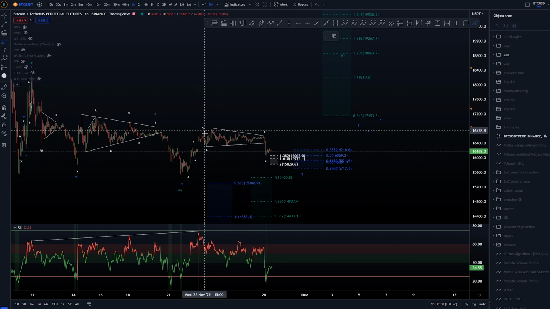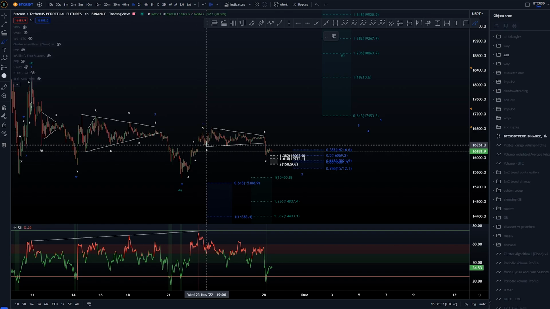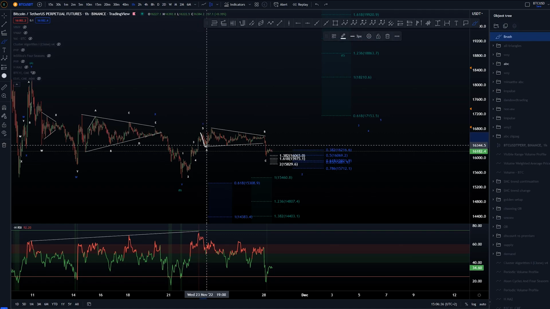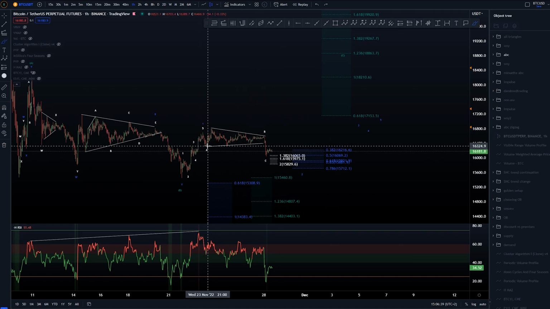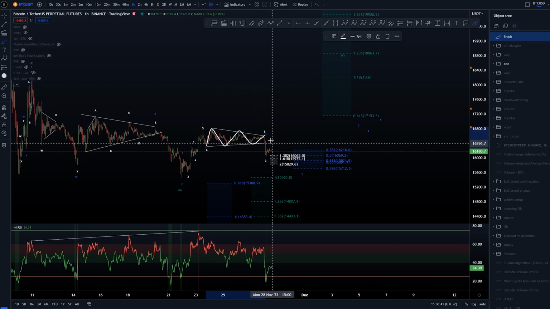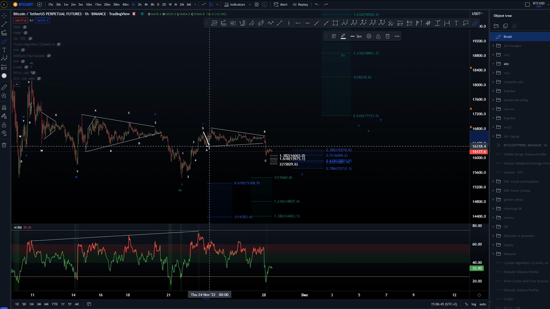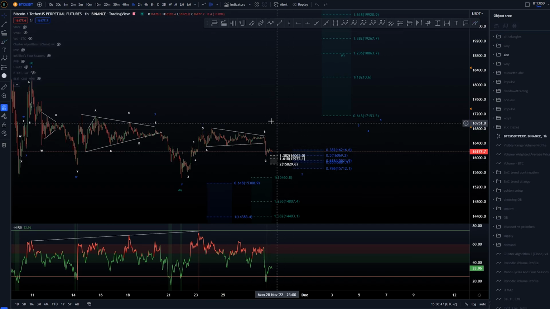So instead of having the structure as an ABC that would break upwards, this would break downwards, where we would have this as an A wave. Then the triangle here would be A, B, C, D, E into that B wave, and then the C wave downwards, where we would have this A, B, and C as a structure coming down.